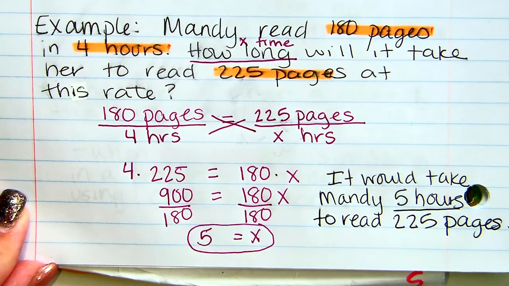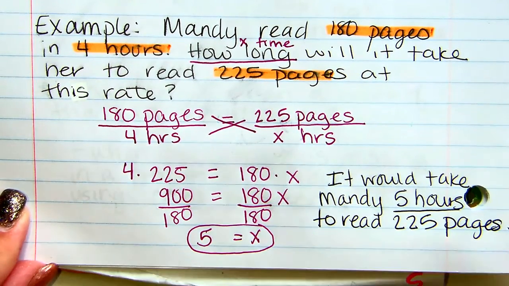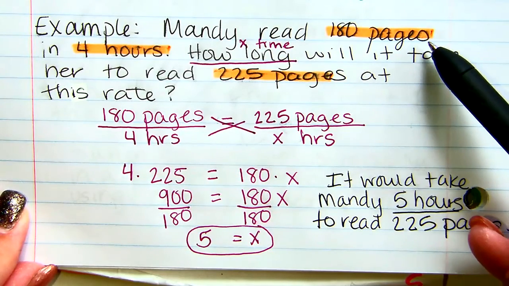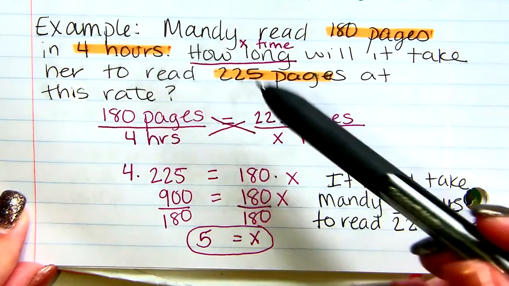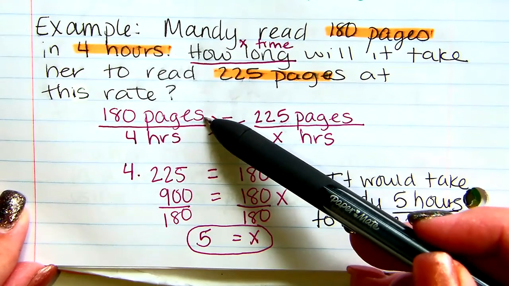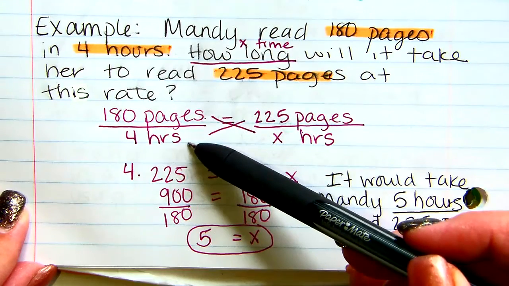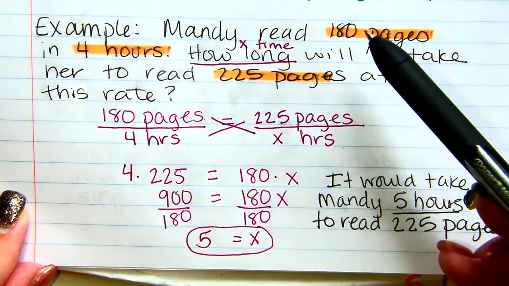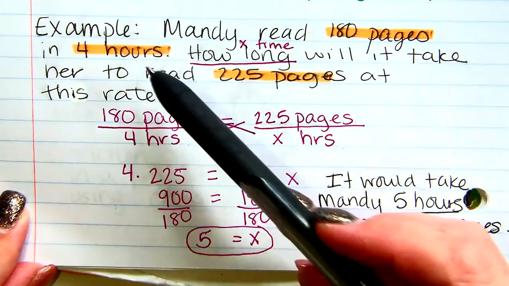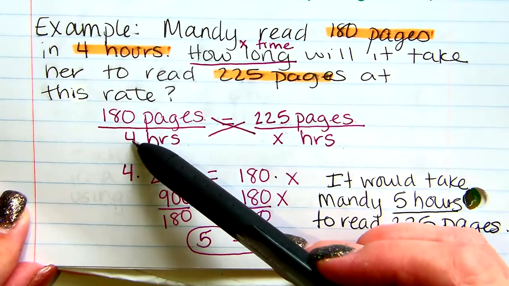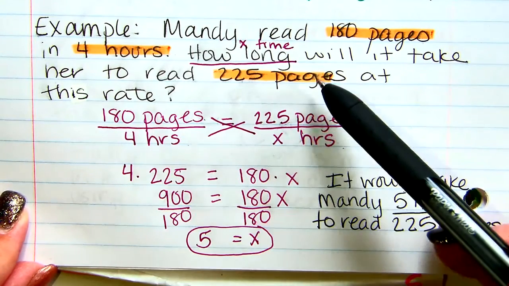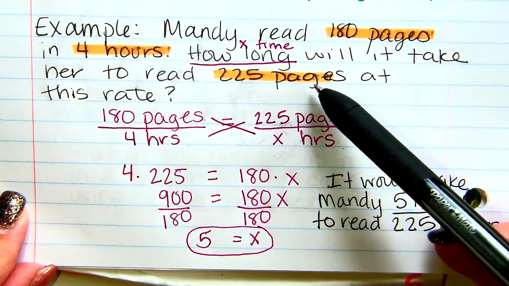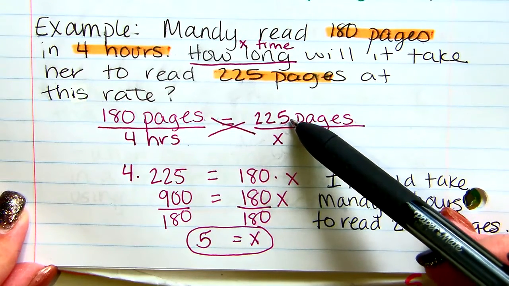So once again, we went through and we identified that our two pieces of information, our two units, are pages and hours. So we set up an equation showing pages on top, hours on the bottom, and once again, pages up top and hours on the bottom. Now it says Mandy read 180 pages in 4 hours, so those two numbers are linked together. And it asked us how long will it take her to read 225 pages at this rate. So she read 225 pages in x number of hours.